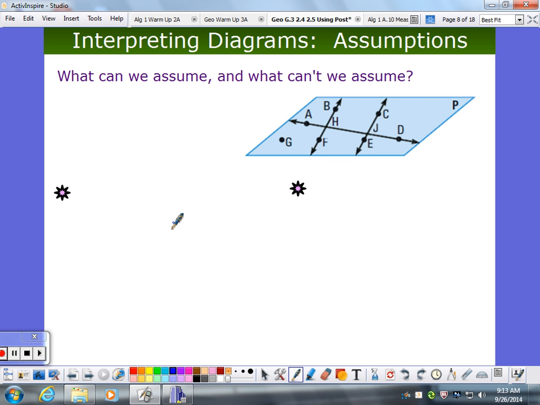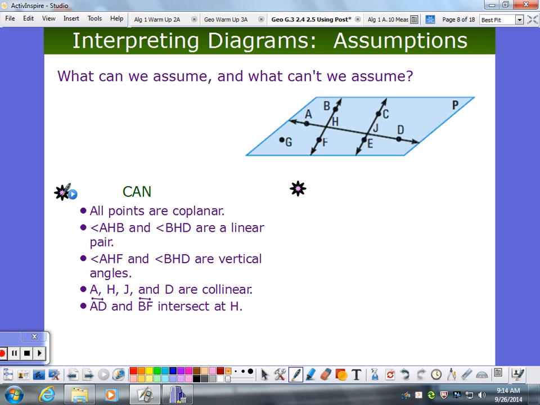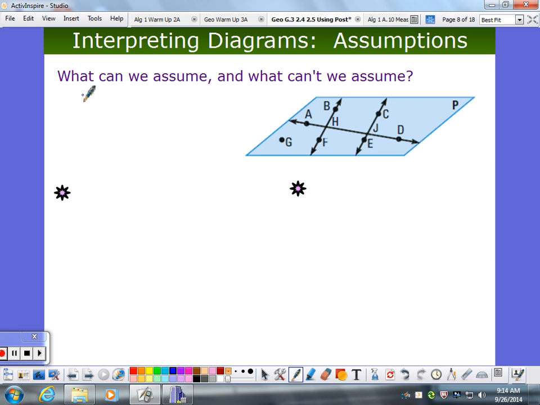Good thinking though. Alrighty, I do want to get back to assumptions. There was a little confusion, I think, on the last test about assumptions, and I thought we talked about it a little bit, so we're going to talk about it a little bit more, mostly for that reason. So what can we assume and what can't we assume when you're looking at a diagram? I have a whole bunch of things you can assume, but let's see if we can come up with our own list before we look at what I came up with. So what can we assume looking at this?